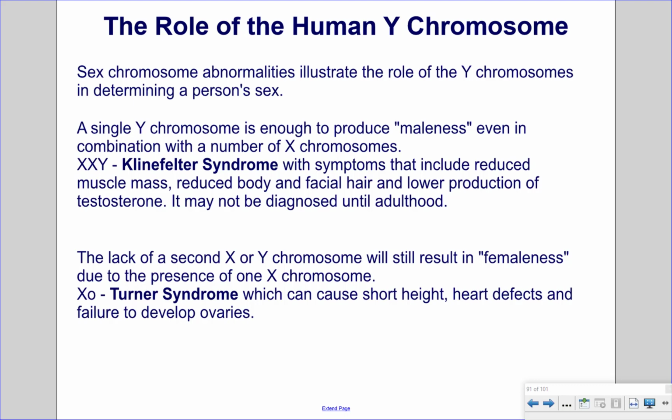The lack of a second X or Y chromosome will result in femaleness, due to the presence of one X chromosome. X0, for example, is Turner syndrome, which can cause short height, heart defects, and failure to develop ovaries.